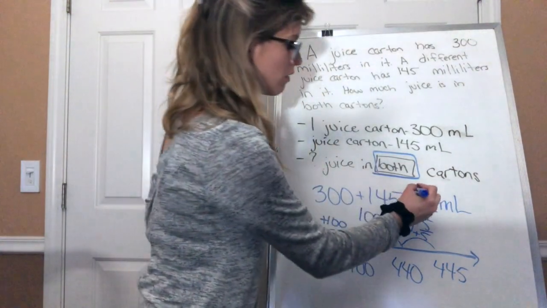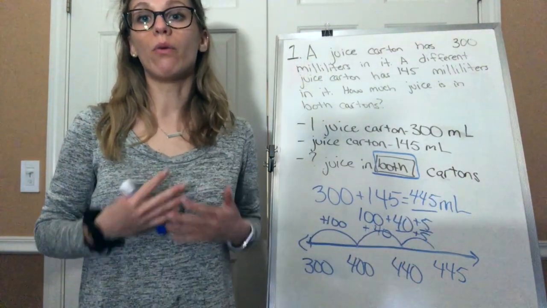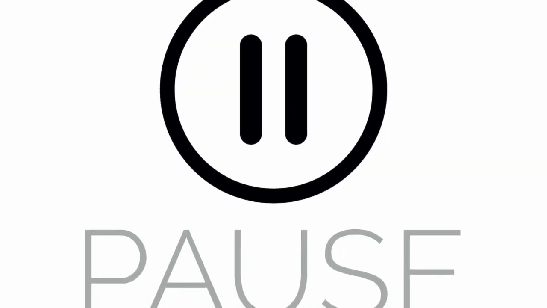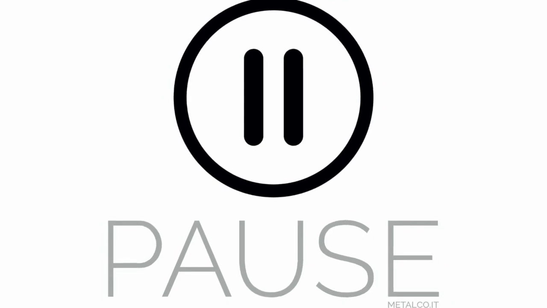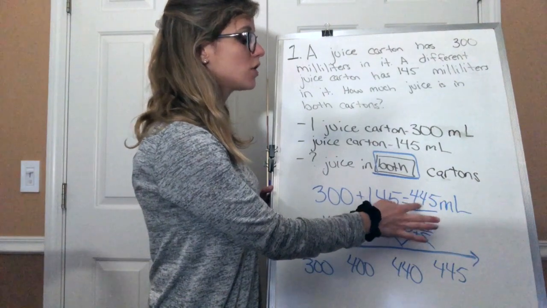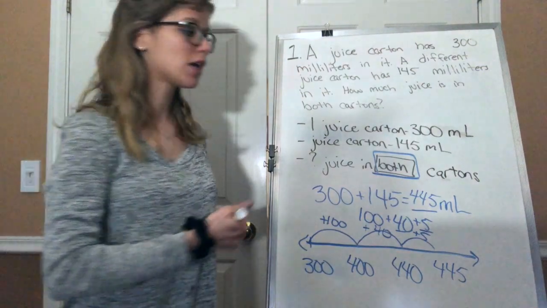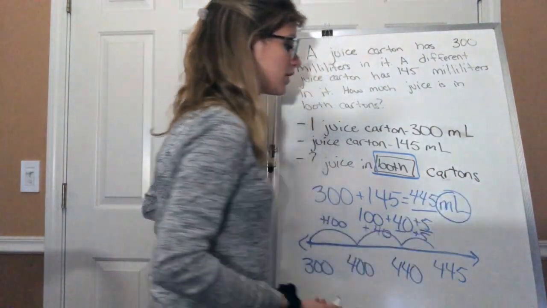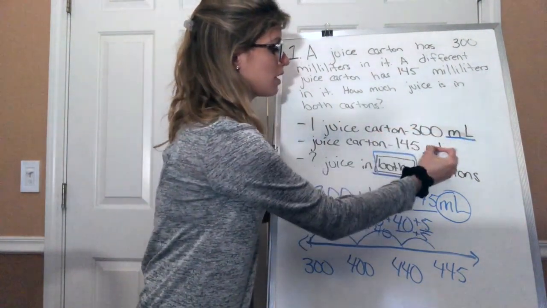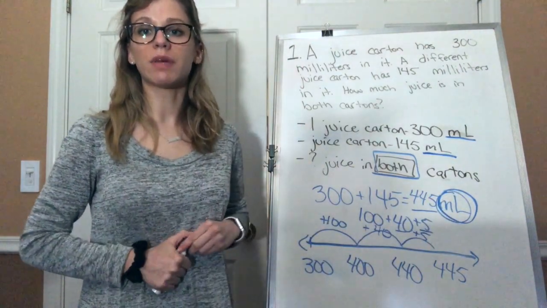So my answer is 445 milliliters. Pause me and think about what is my answer telling me. What my answer is telling me is that there's 445 milliliters of juice in both cartons. And I'm making sure that I'm labeling it milliliters because that's my unit of measurement. I measured in milliliters, so my unit of measurement is in milliliters. That's what my juice is measured in.